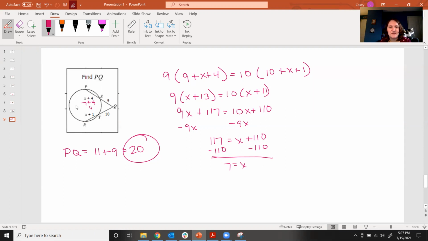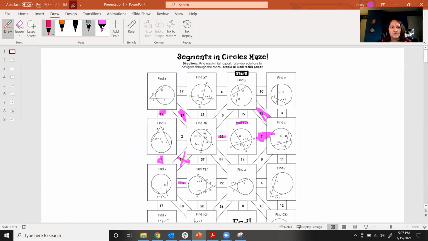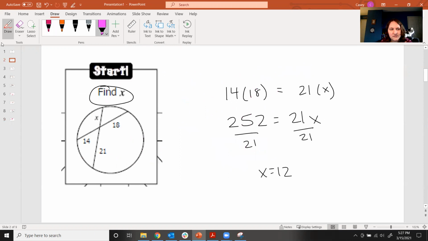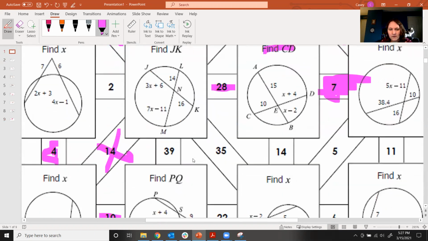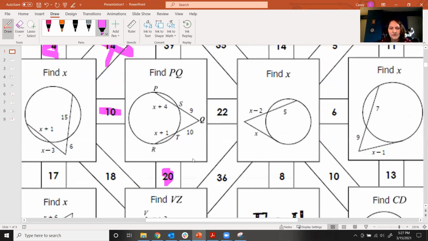So I've got to take that 7 and plug it back in over here. So for PS, that's going to be 7 plus 4, which is 11. So the length of PQ will be 11 plus 9, that's 20. So when we go back to our maze, we are going to follow 20. Here it is. Oops. Here we are, following 20.